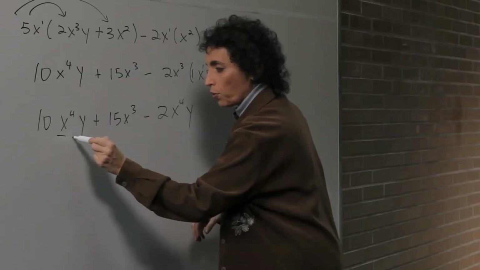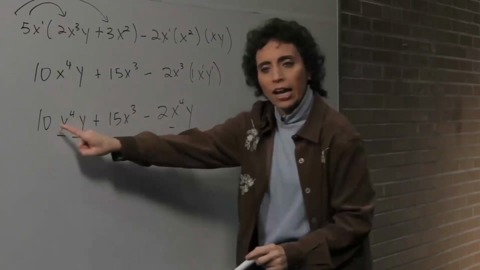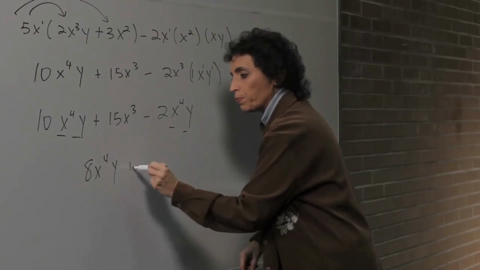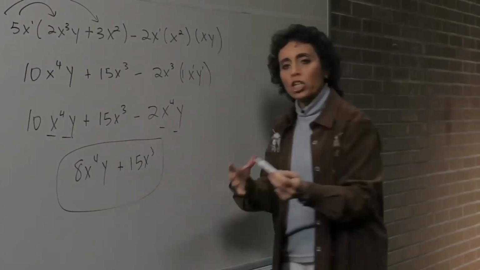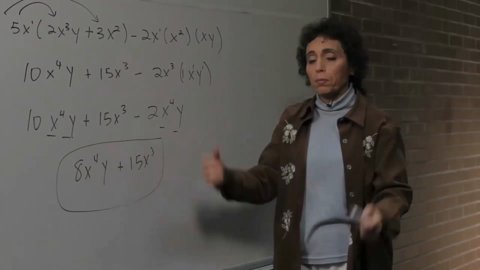Well, here's an x fourth y, same as x fourth y. I can combine those 2. I have 10, but I owe you 2, so I have 8. Keep the like term, remember, plus 15x cubed. So it's all a matter of just extending the rules we already have learned, okay? So that's how you do that problem.